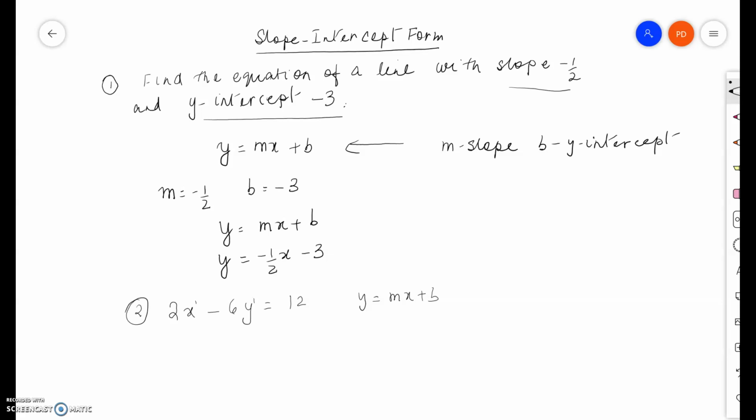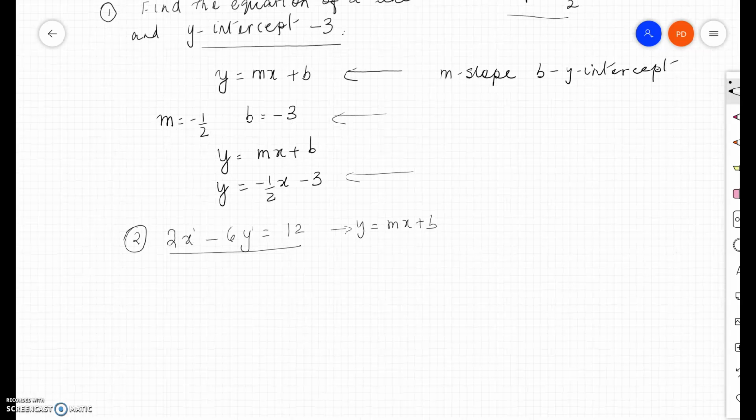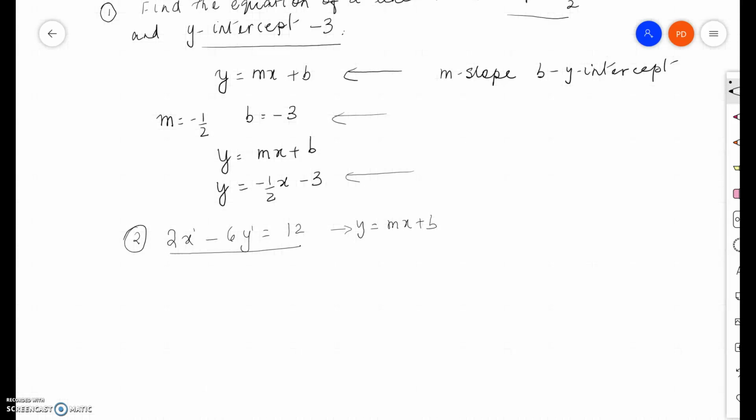So we are doing the opposite. Given the slope and the intercept, we can set up the equation of the line. Also, if we are given the equation of the line, we can put it in the form y equals mx plus b and find the slope and the intercept. So let's first put it in the form y equals mx plus b, which means we solve for y. What do we mean by solve for y? We need to get y by itself on the left side, and put everything else on the right side of the equation. So 2x minus 6y equals 12.